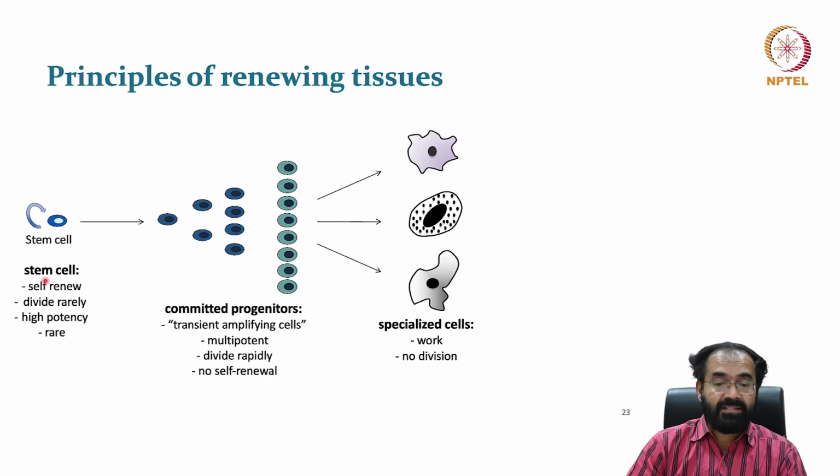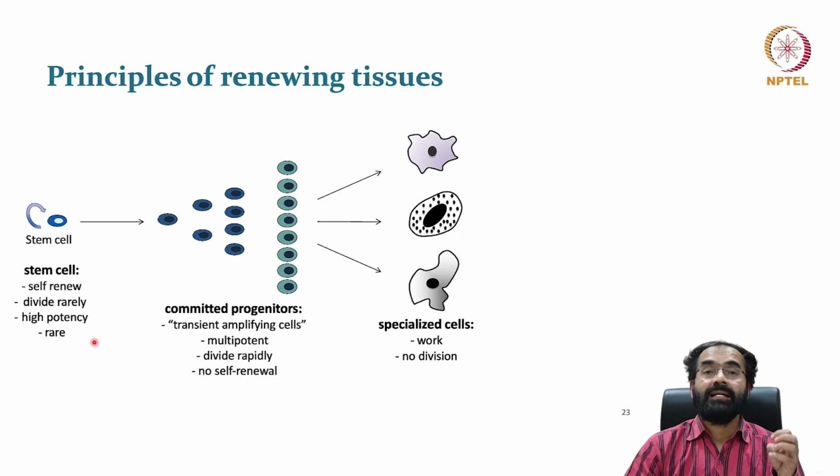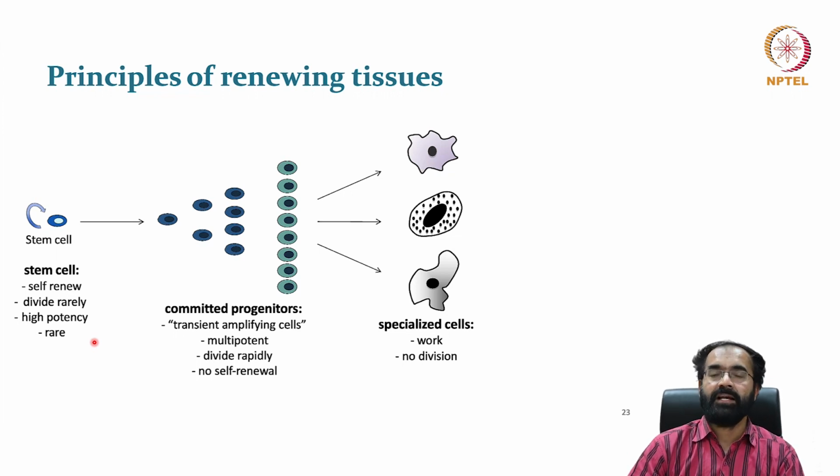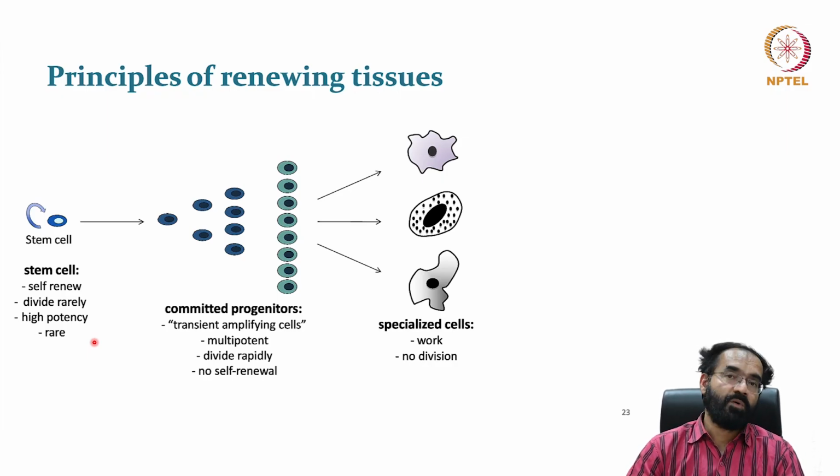So the stem cells have to self-renew, divide rarely, meaning basically based on demand, and have a high potency rate. High potency rate means they can divide efficiently and completely and in adequate numbers. It cannot happen that if there are 100 stem cells, only 30 are dividing and the remaining 70 are just lethargic. They may or may not divide? It doesn't happen. They are highly potent. They are capable of dividing.